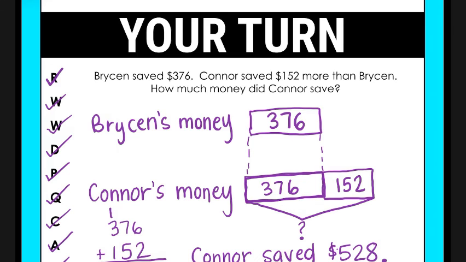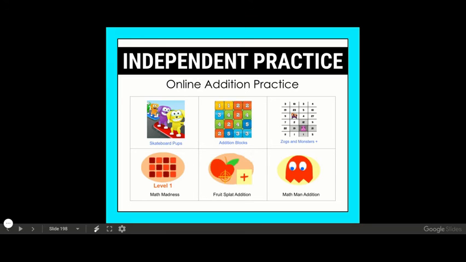Awesome job. Now that you've done those two practice problems with me, today for your independent practice, I'm just going to have you do some online addition practice. This online practice is really helpful for those math facts to get you more fluent at those, and especially as we're doing addition with regrouping, we need to make sure that we know those facts so that we're not making those silly mistakes with things like what is 6 plus 7. So these are some games that will help you with those facts.